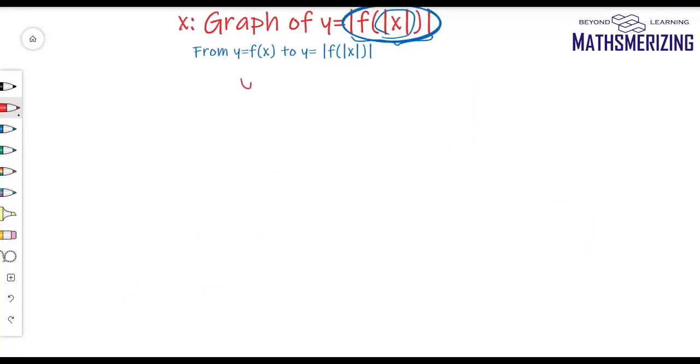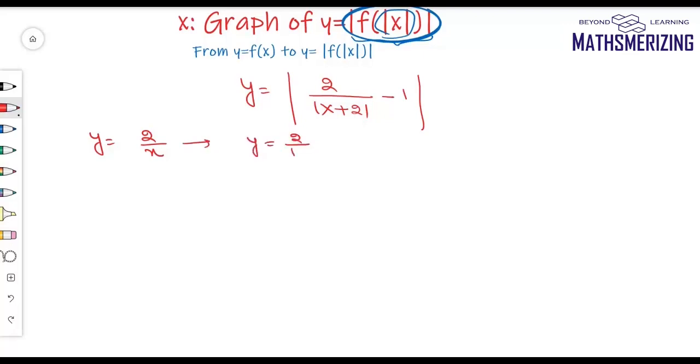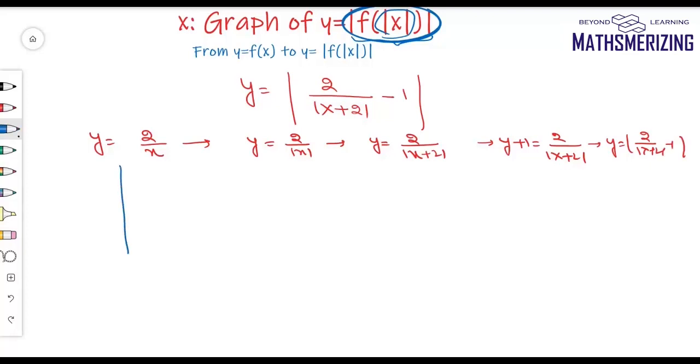Suppose I have to draw the graph of y equals mod of 2 upon mod of x plus 2, minus 1. So my basic graph here will be y equals 2 upon x, and from here first I'll take the transformation of mod x. So y equals 2 upon mod x, and then I'll shift it along the x-axis, 2 upon mod of x plus 2, and then I'll shift it along the y-axis, y plus 1 equals 2 upon mod of x plus 2, and then finally I'll take mod of f(x), mod of 2 upon mod of x plus 2, minus 1. So y equals 2 upon x, rectangular hyperbola.